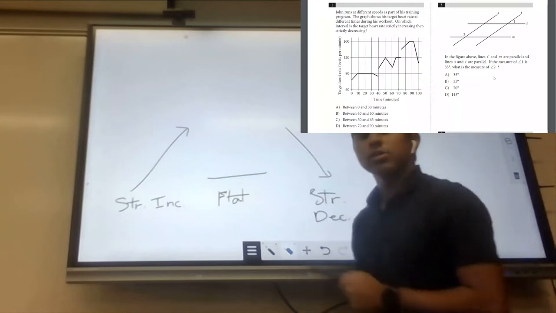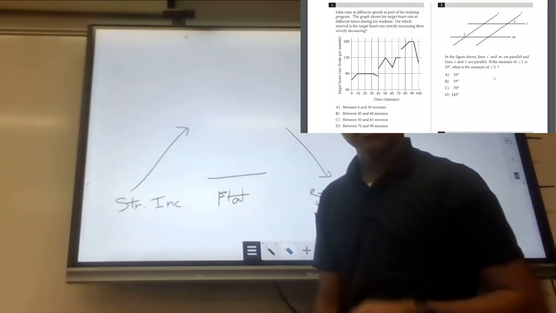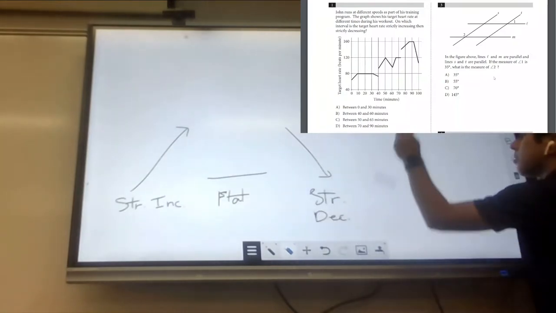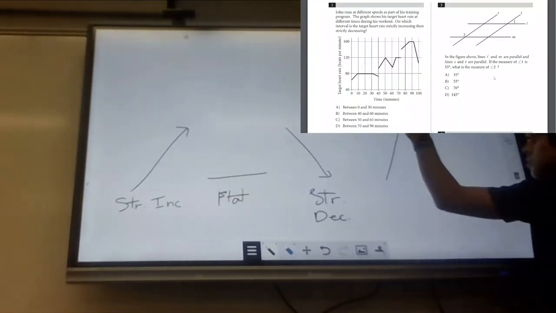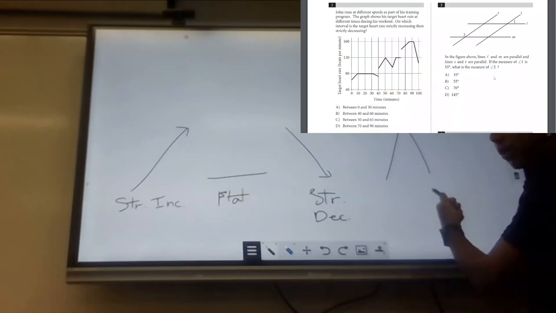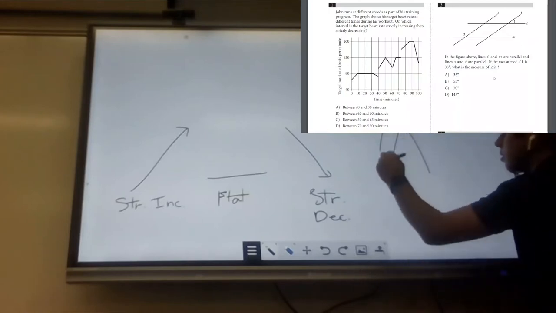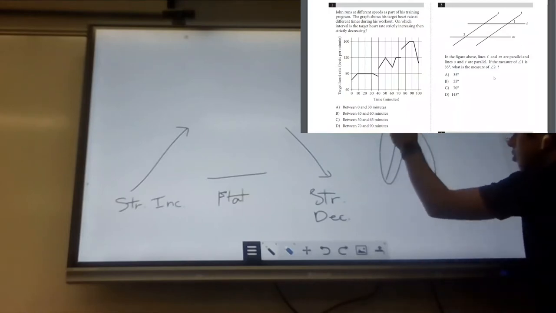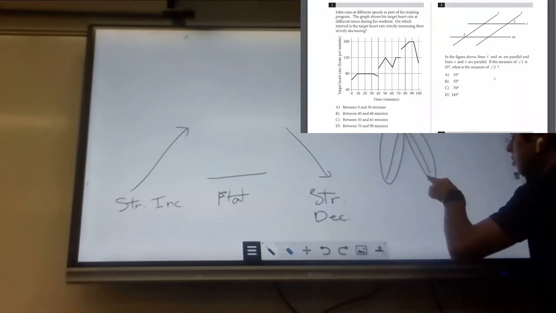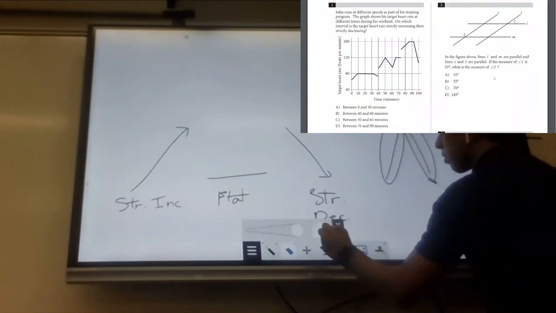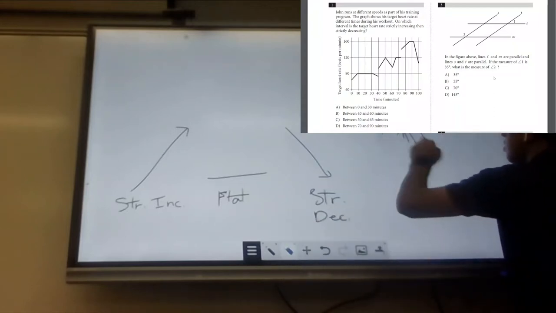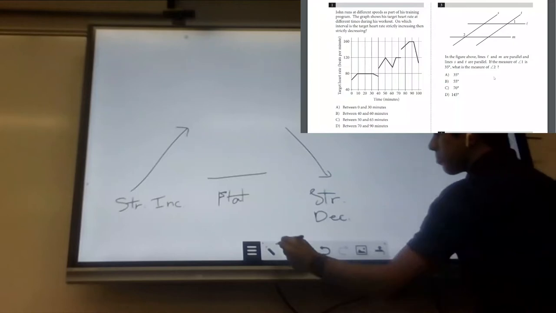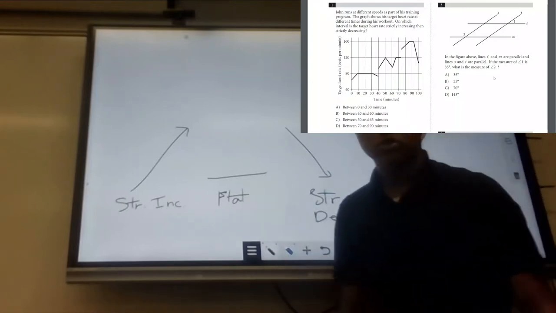Let's look at our next choice, 40 to 60. 40 to 60 goes like this. And if you look at that, it seems like it works. We see this here, and then we see this here, strictly increasing, strictly decreasing. So that is going to work. Our answer is going to be choice B.